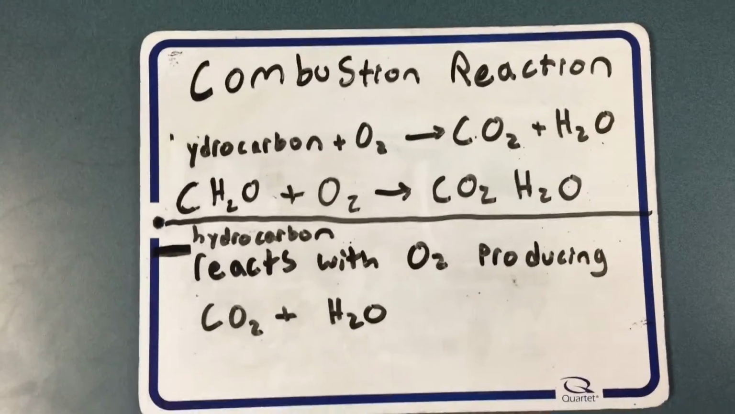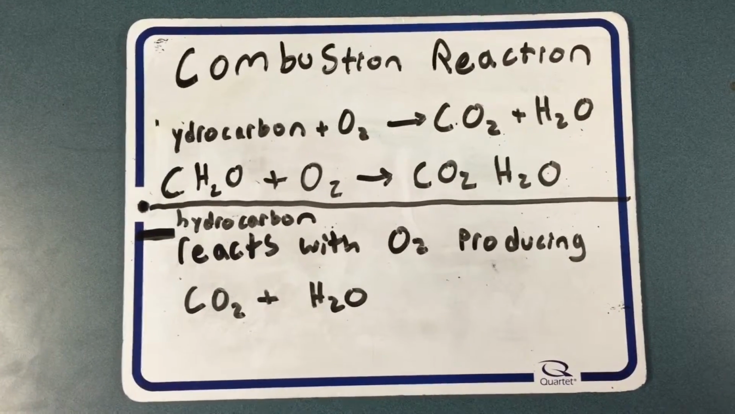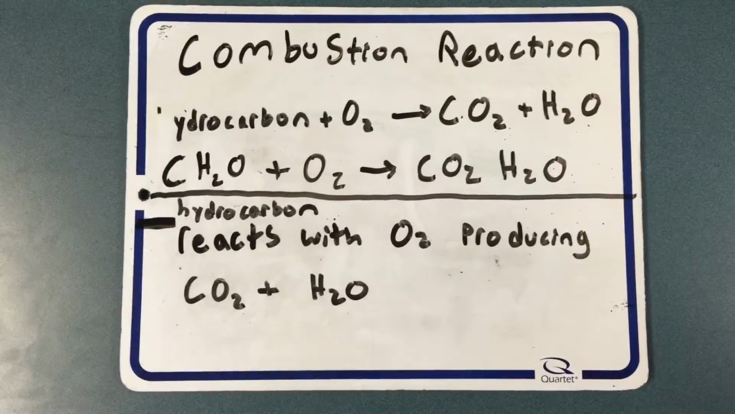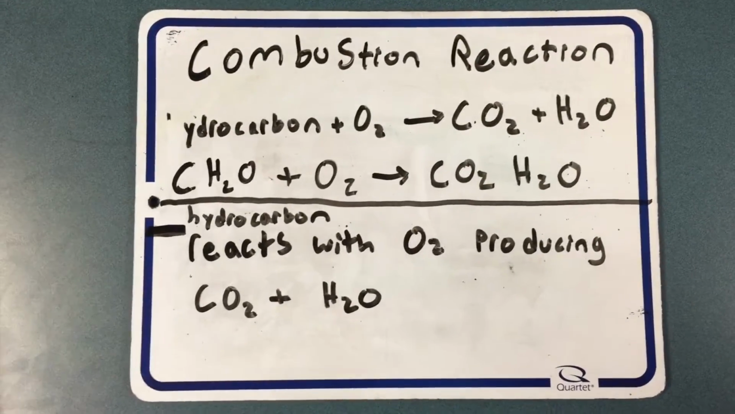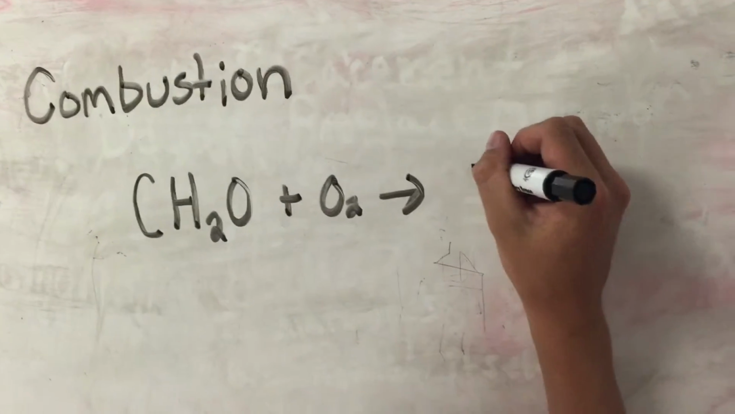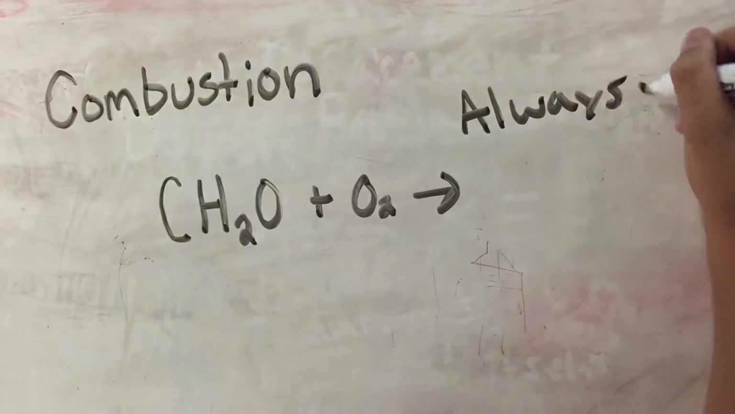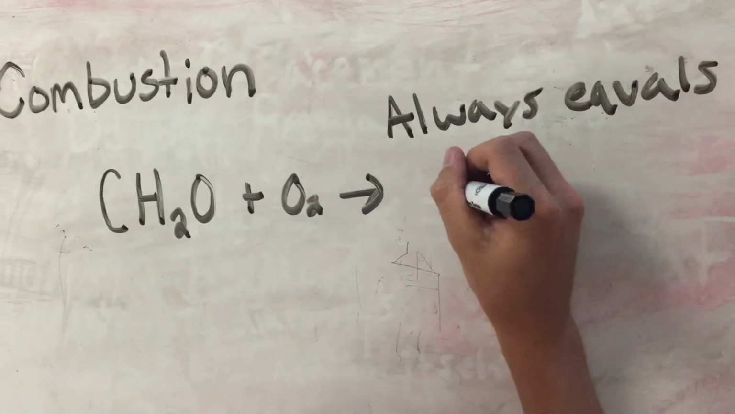A combustion reaction occurs when a compound reacts with O2 to form carbon dioxide and water on the product side. This type of reaction will always produce CO2 and H2O on the product side. Once you have those products, balance the equation so there is an equal amount of each element on both sides of the equation.